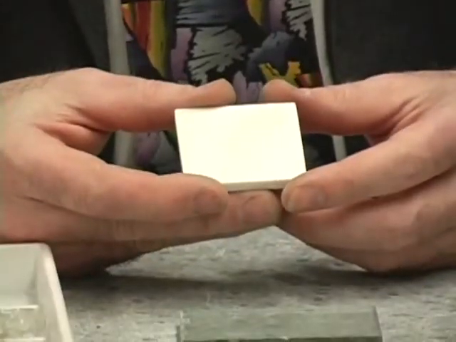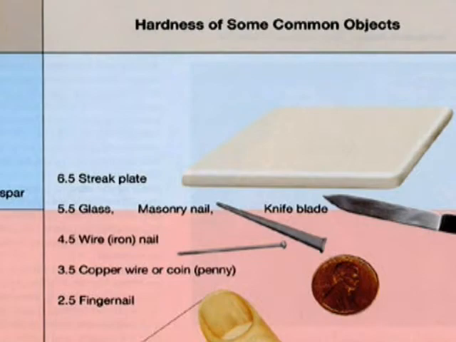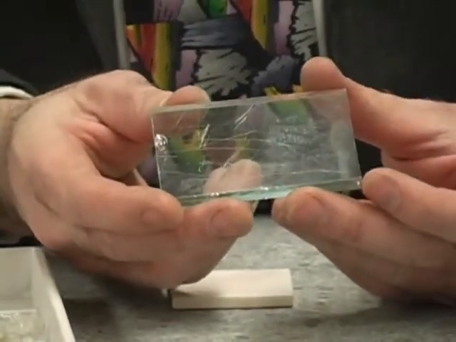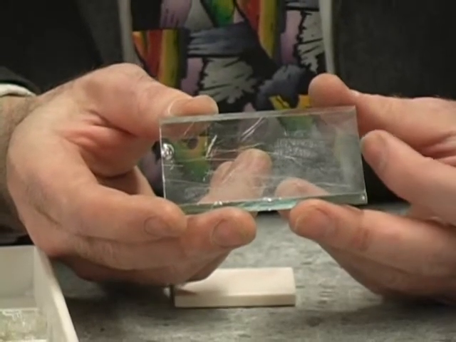One of the things you have is a streak plate, and notice the streak plate has a hardness of 6.5. Second thing we have is a glass plate. Glass plate, as you can see, is a 5.5. Anything that this can scratch must be softer than 5.5 on Mohs hardness scale. Anything that scratches it is harder.